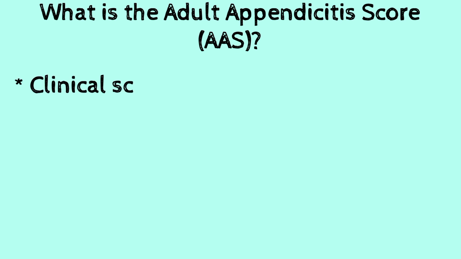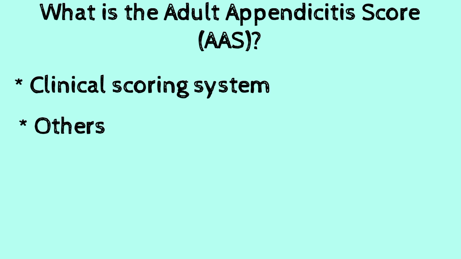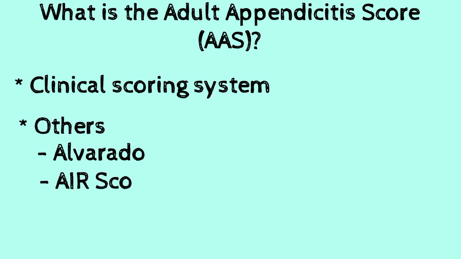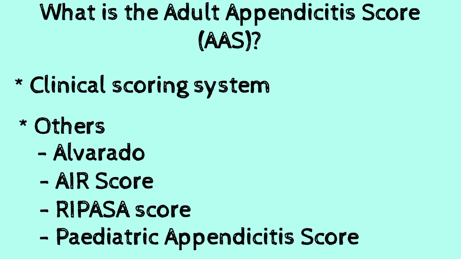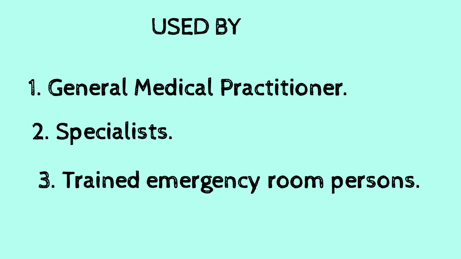The Adult Appendicitis Score is a scoring system or a clinical decision rule that is used when acute appendicitis is suspected. Other scoring systems include the Alvarado Score, Appendicitis Inflammatory Response Score, and the Pediatric Appendicitis Score. In terms of diagnostic accuracy, the Adult Appendicitis Score is superior to both the Alvarado Score and the Appendicitis Inflammatory Response Score. The Adult Appendicitis Score is used by general medical practitioners, specialists, and other trained medical personnel in the emergency room.